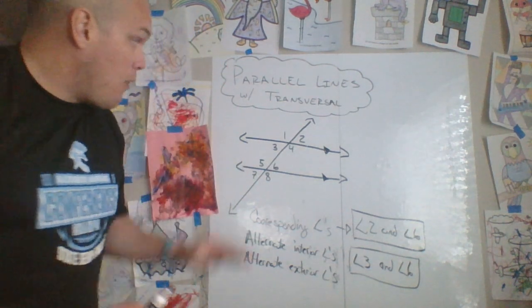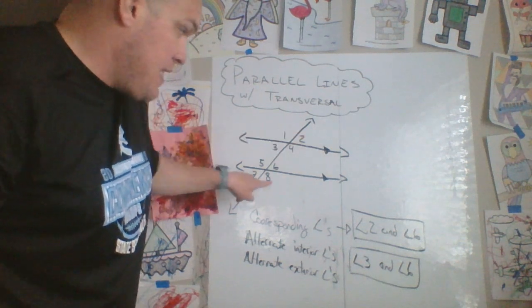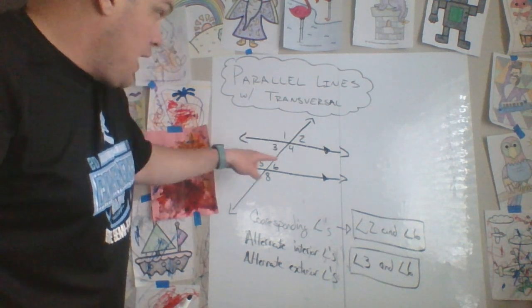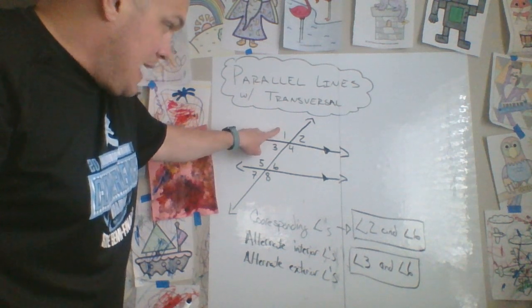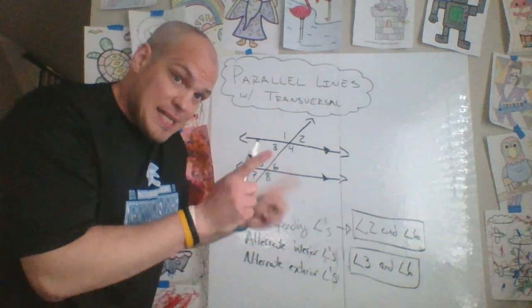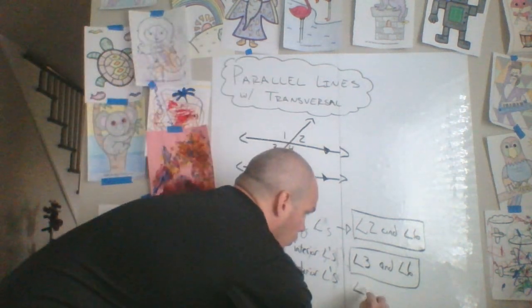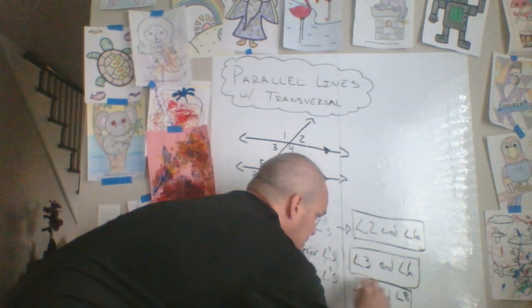Alternate exterior, outside of the parallel lines. So 1, 2, 7, and 8. And we alternate sides. So if we look at angle 1, it is alternate exterior to angle 8. They're outside of the parallel lines, and they're on opposite sides of that transversal. So angle 1 and angle 8.